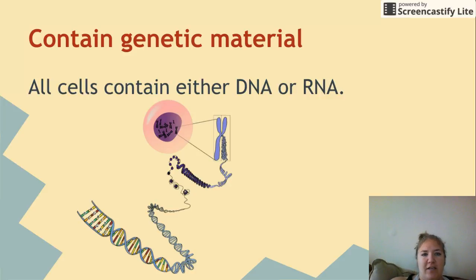All living things also need to contain genetic material. So they either have DNA, deoxyribonucleic acid, or RNA, ribonucleic acid. And it starts within the cell in the nucleus or the nucleoid region, and then you have chromosomes which spiral down into this double helix.